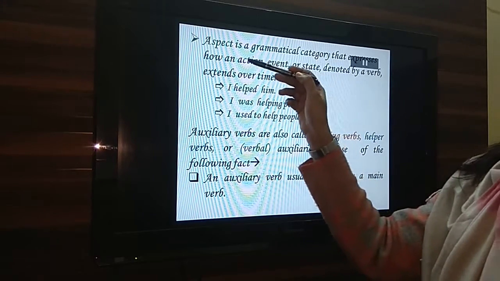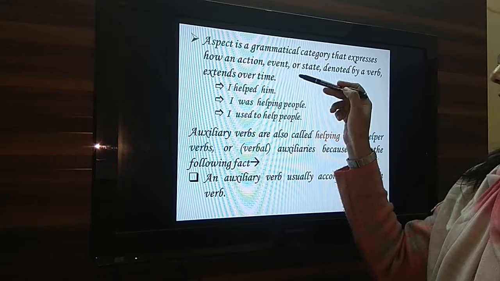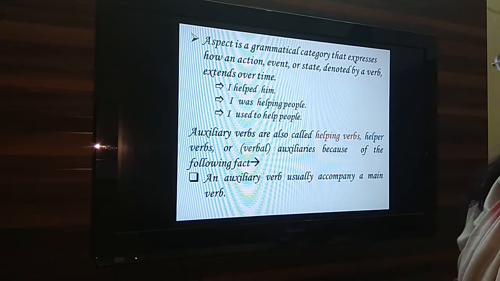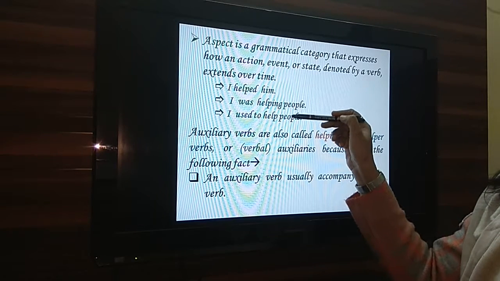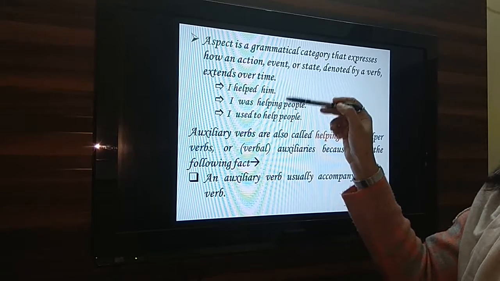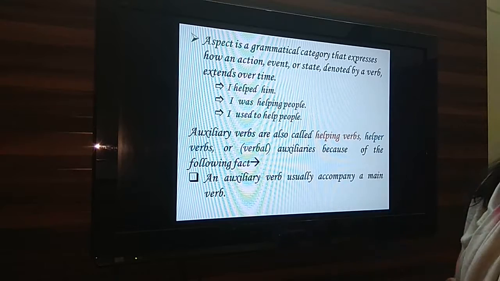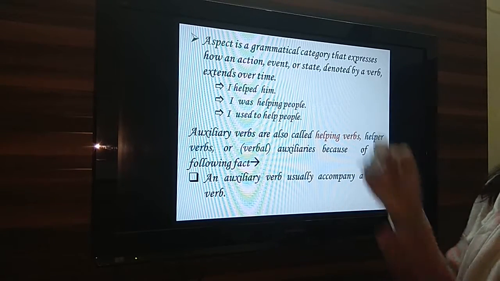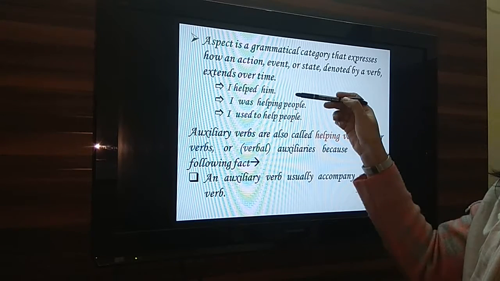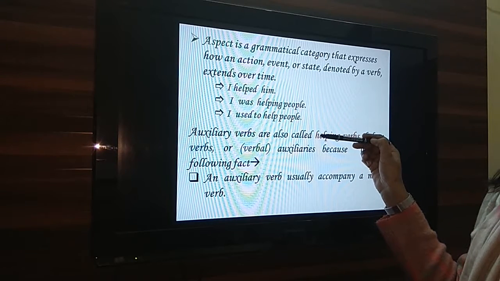Now again, aspect is a grammatical category that expresses how an action, event, or state denoted by a verb extends over time. For example, three different examples I have taken to help you in learning the concept of aspect. I helped him. I was helping people. I used to help people. So here only the state of time is changing.